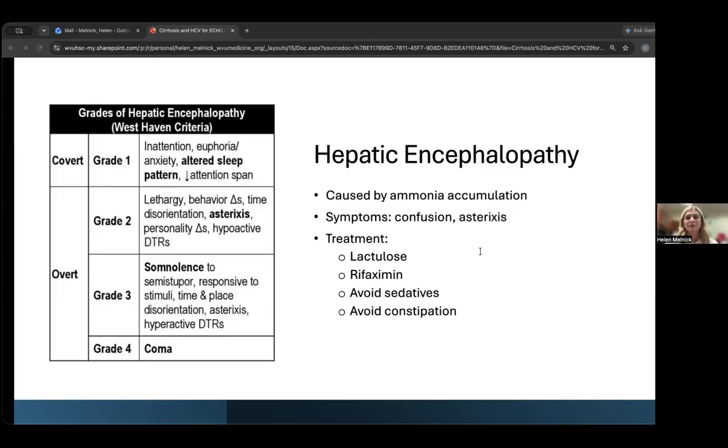Rifaximin is added for secondary prophylaxis, and the combination of rifaximin with lactulose is the standard of care for recurrent hepatic encephalopathy. There's also some data out there as far as zinc supplementation. It's considered when symptoms are persistent despite the standard care and if they have evidence of low zinc levels. And then we recommend avoiding sedatives whenever possible. The overall goal is to reduce ammonia production, prevent recurrence, and maintain cognitive function.